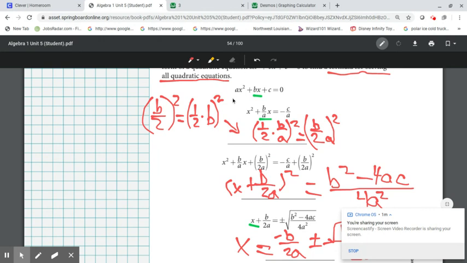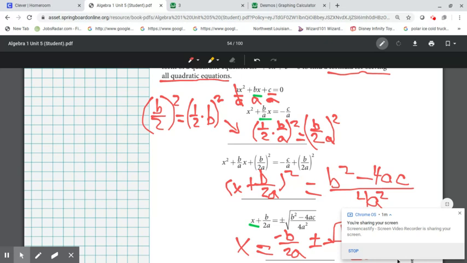The first thing we're going to do is divide everything by a. And that makes my x squared with the coefficient of 1. And then we are going to move our c over a to the other side. So we're going to subtract c over a. So that is how this became x squared plus b over ax equals negative c over a.